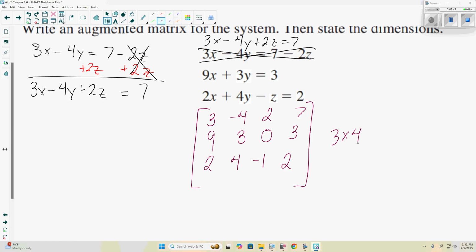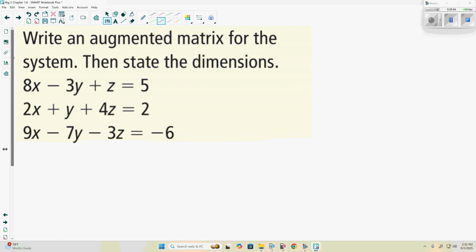Are you ready for the next one? Okay. So let's look at this here. Are all 3 equations written in the correct form? Yes? So we don't have to edit anything. We can just write the augmented matrix.